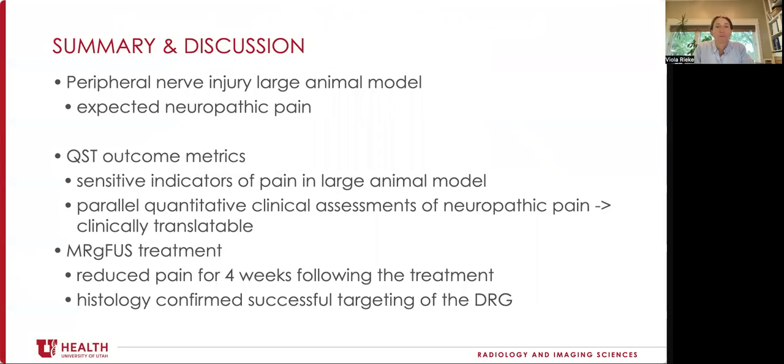We have shown that it is possible to precisely target the DRG and spinal nerve with MR-guided focused ultrasound without causing motor deficits in the treated animals.